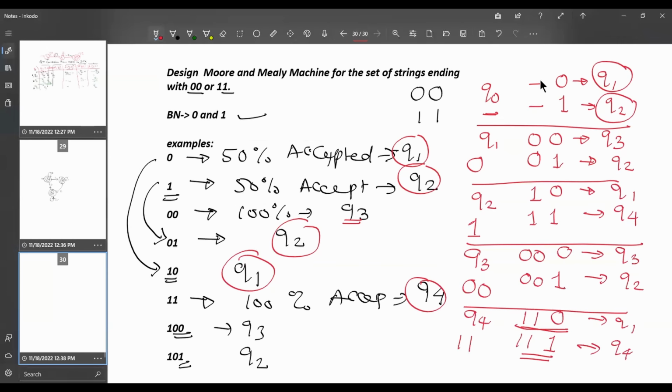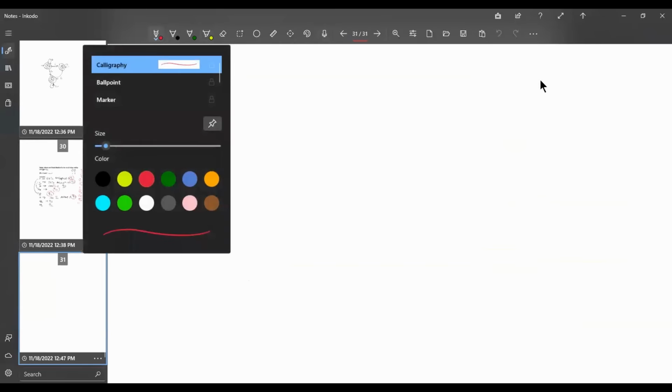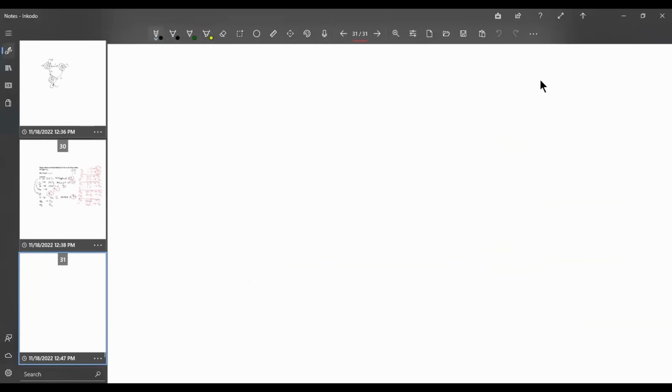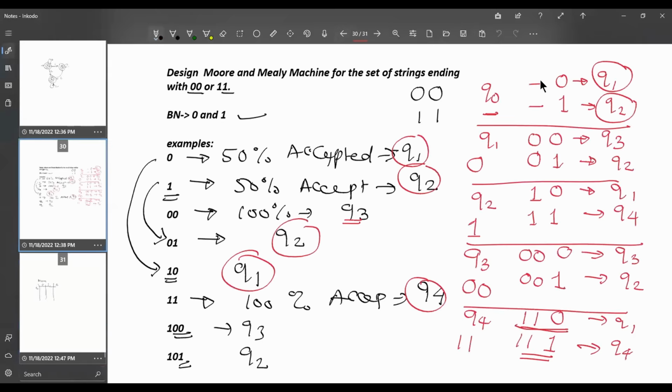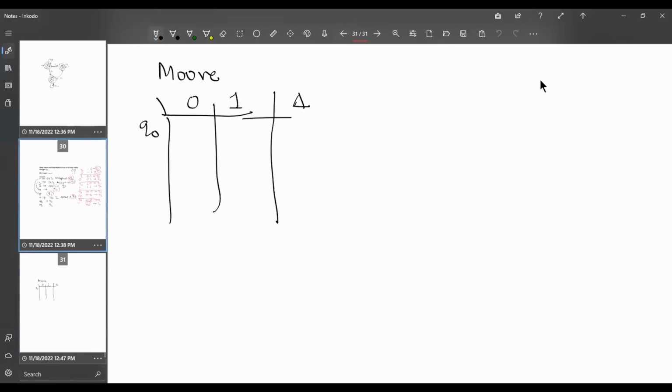Now it is time to draw the state transition diagram and table. So for the Moore machine, your table will be, we are having 0 and 1, and in the Moore machine we have to add one more column, that is for the output. Now we start with Q0. What was the output of Q0? Q0 is the state which is not having any input, not having any output, so Q0 is not generating any output, we will write a dash here.